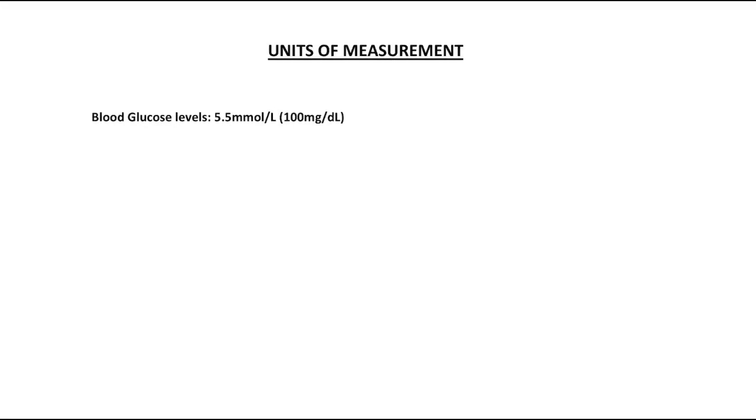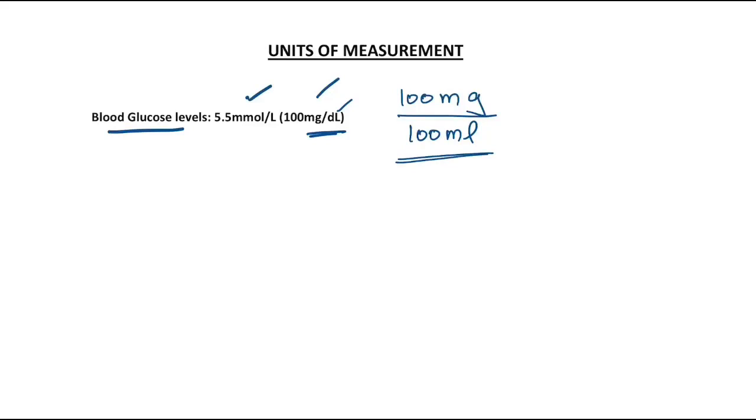As medical students, you will come across various units of measurement. For example, blood glucose levels are usually mentioned as either millimoles per liter or milligram per deciliter. Let's start with milligrams per deciliter. This is the simplest unit, which says how much is the weight of the substance. Here it is 100 milligrams of glucose dissolved in a deciliter, which refers to 1/10 of a liter, that is 100 ml of plasma. So this is the simplest unit, milligrams per deciliter.